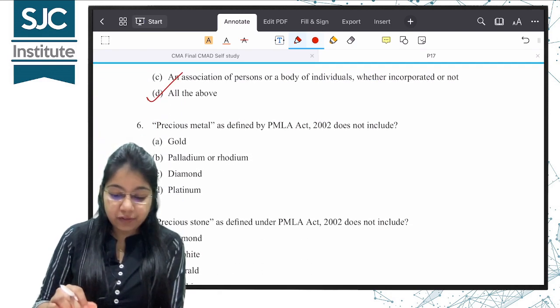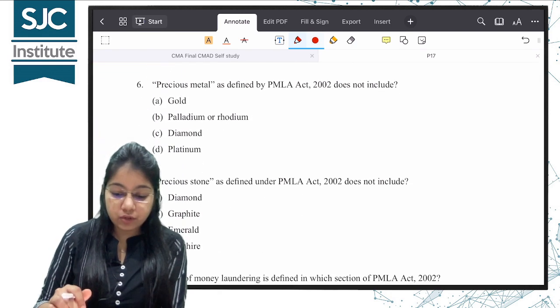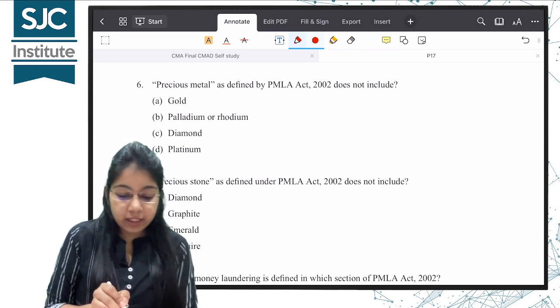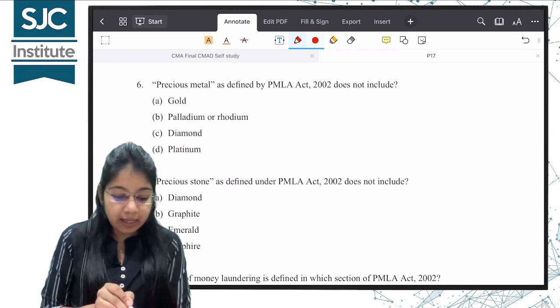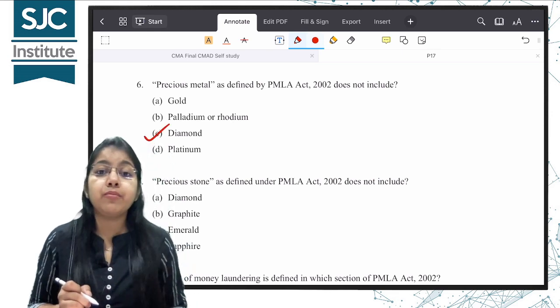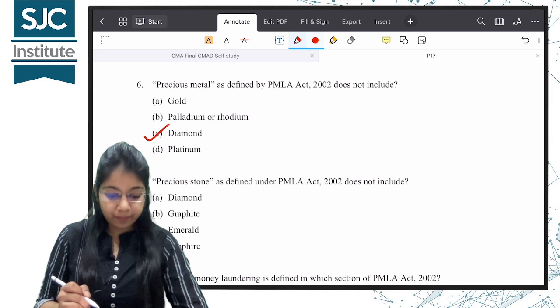Precious metal as defined by PMLA Act 2002 does not include. Gold is a precious metal. Palladium, rhodium is a precious metal. Diamond is not a precious metal. Platinum is a precious metal. Diamond is a precious stone, not a metal.